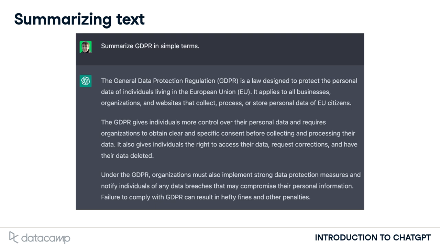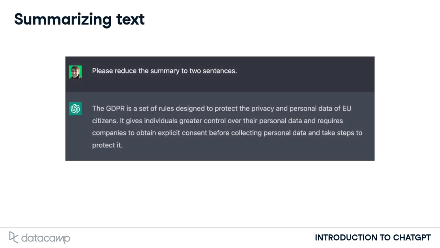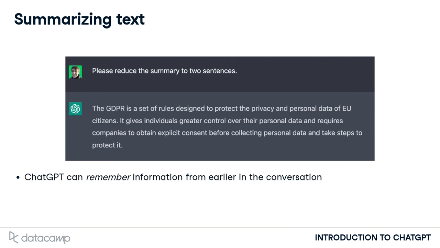This is a good start. However, the summary is quite long. It would be better if we could boil it down to 2 key sentences. We can ask ChatGPT to do just that. Notice that we don't have to instruct it to summarize GDPR again. ChatGPT will actually remember the information and context from earlier in the conversation. The ability for ChatGPT to remember the conversation history and for the user to provide follow-up corrections to responses are 2 extremely powerful capabilities of the model.